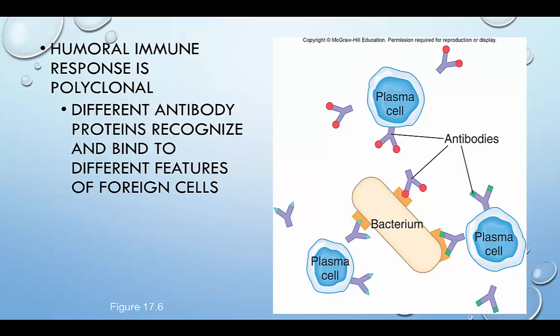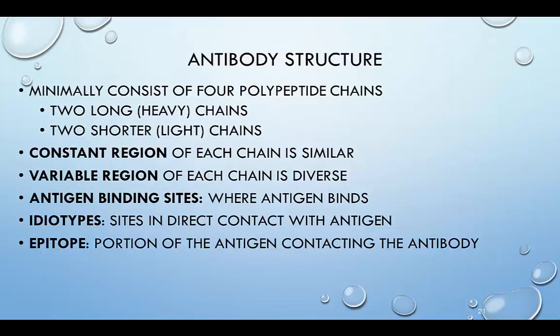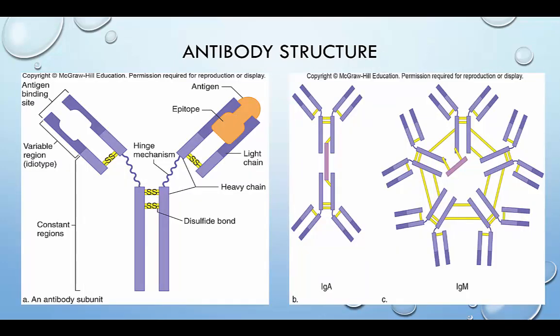Different antibody proteins recognize and bind to different features of the foreign cell. Antibody structures minimally consist of 4 polypeptide chains, 2 long and 2 short. There's a constant region, a variable region, an antigen binding site, idiotypes, and epitopes. This is just a picture of antibody surfaces, showing in pictorial form those definitions that we just talked about on the last slide.